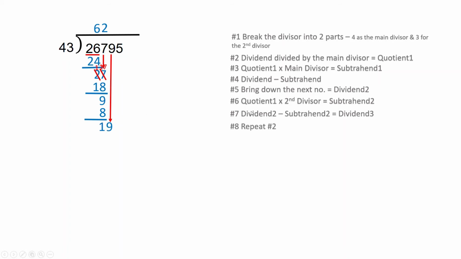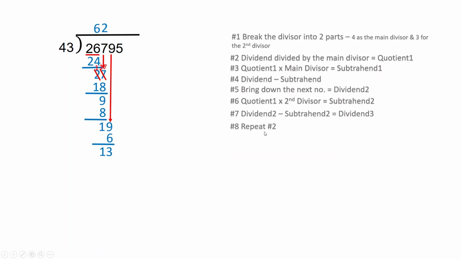Next step is, yung quotient natin, i-multiply natin sa second divisor. So, yung quotient natin na 2, i-multiply natin sa second divisor na 3. So, 2 times 3 is equals to 6. At saka, yung dividend natin na 19, unahin natin ng 6. So, 19 minus 6 is equals to 13.